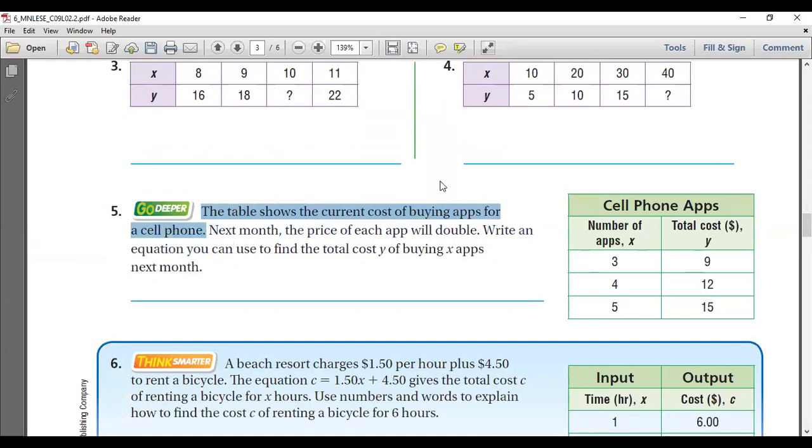Okay, so these are the costs for buying some apps for the phone. As in the Google Store or Apple Store, we give money and buy. Fine. Before I go to next month, let me tell you about this one. To buy 3 apps, the cost is $9. To buy 4 apps, the cost is $12. To buy 5 apps, the cost is $15.